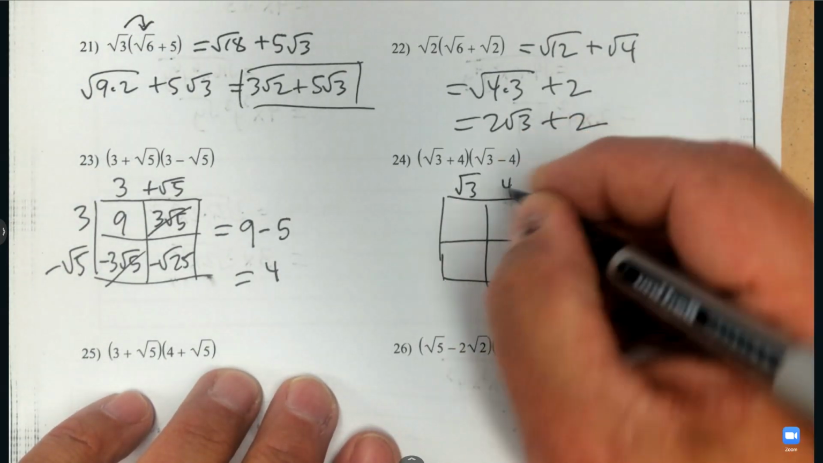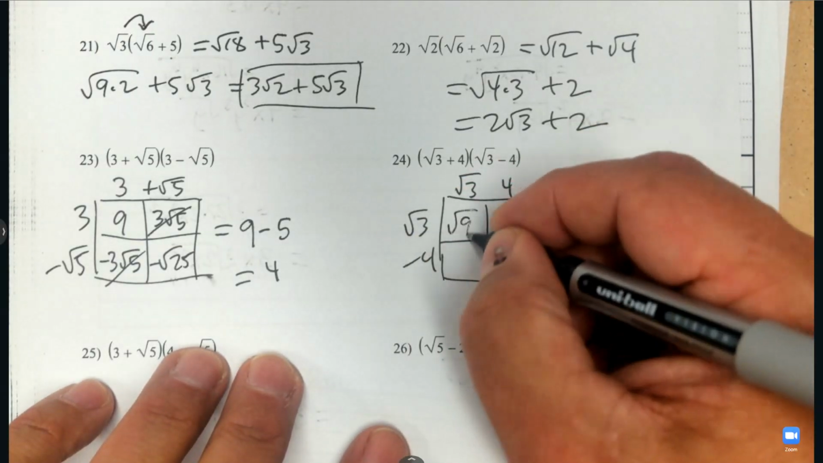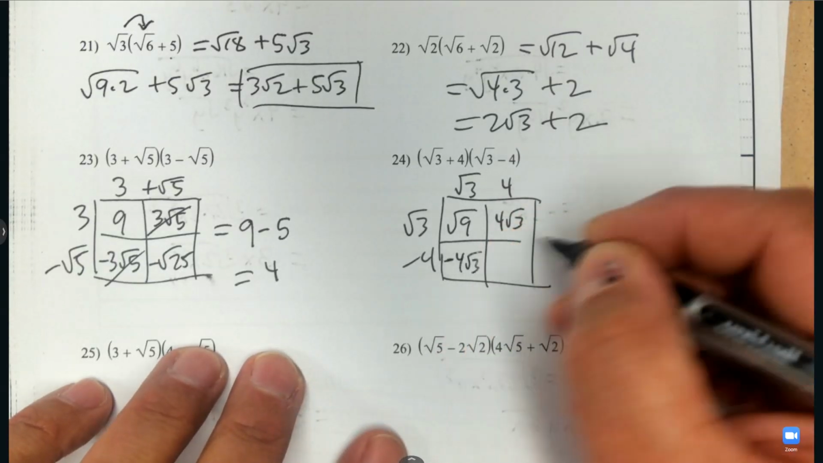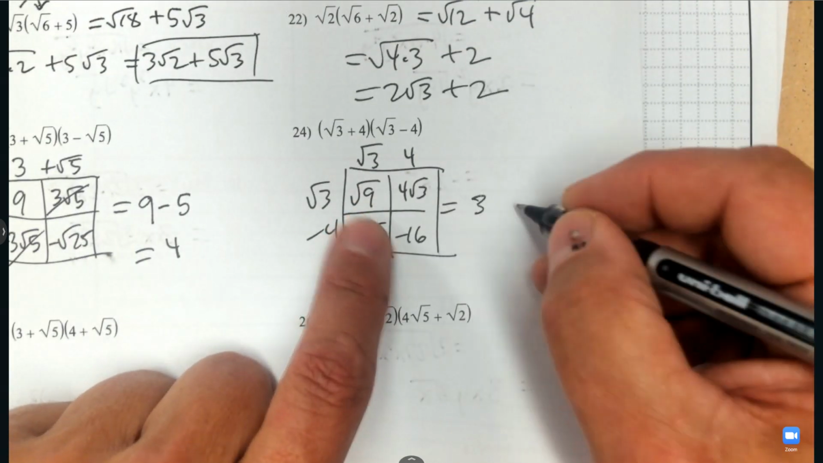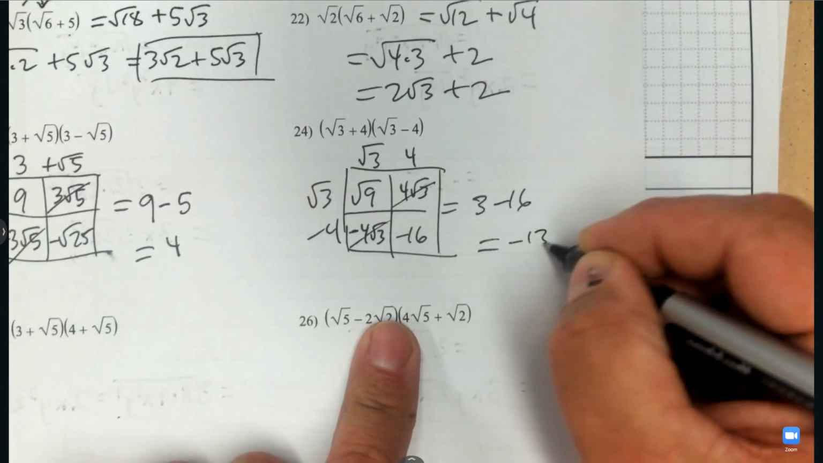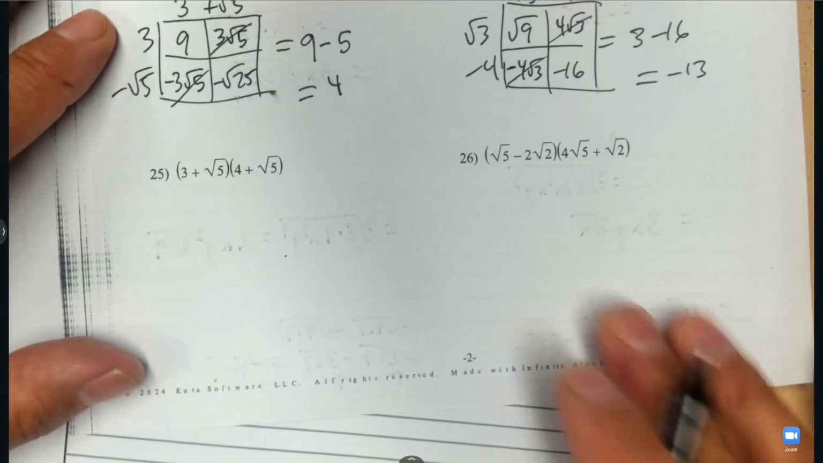So again, we have root 3 and 4, root 3 minus 4. We're going to multiply it out and then combine. Remember, not 12. This is not 12. So the square root of 9 is 3. These cross out. Minus 16, and you have your answer. Oh, excuse me. 25.